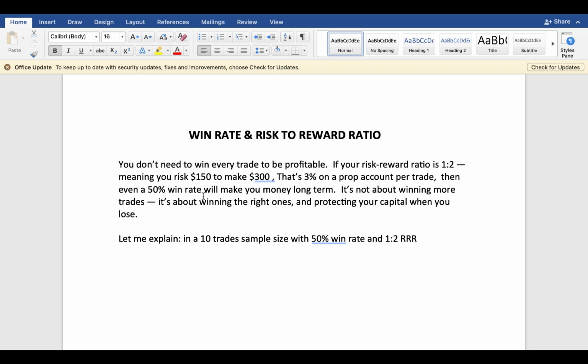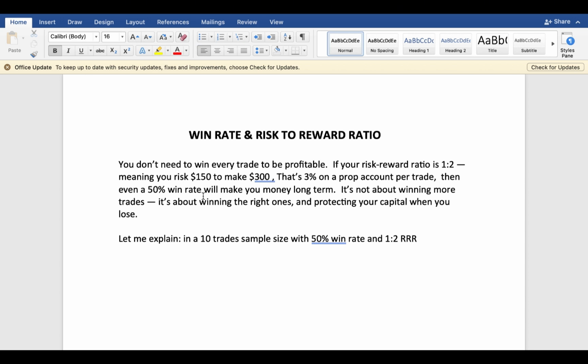If your risk to reward is 1:2, and I'm using this as just a bare minimum, at least you're risking 1 to make double, right? Which is sensible. Different people have different win rates. Depending on how your strategy is, you can work it all out, but this is just a structure for you to tailor your system with, right? So with a 1:2 risk to reward, meaning anytime I risk $150, in my case, I'm looking to make $300, and on the prop account, that's 3%, right?